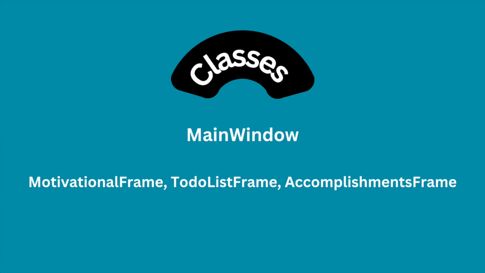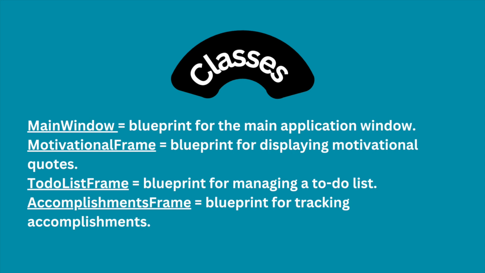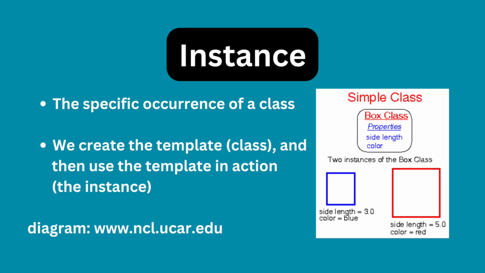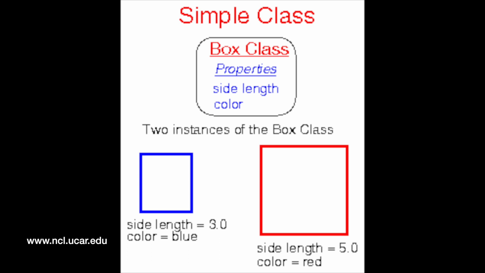Our program contains a total of 4 classes: main window, motivational frame, to-do list frame, and accomplishments frame. Classes are the blueprint for creating objects. Classes, for example, make our code more readable and maintainable. As mentioned, the motivational frame class is the blueprint for displaying motivational quotes. In the future, if you need this class, that's called creating an instance of that class. As you will see throughout this course, we will create a class and then we'll create an instance, an example of that class. This diagram is one that I really like.